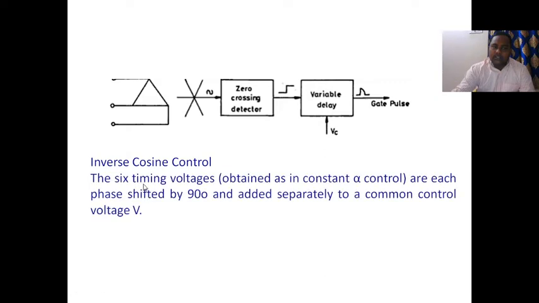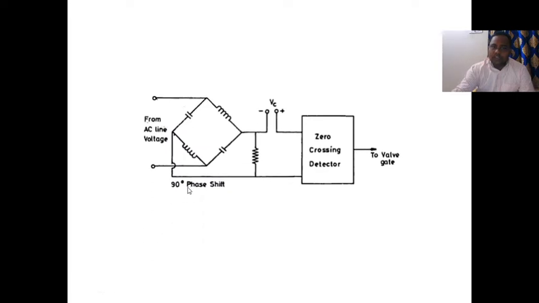The six timing voltages obtained as in constant alpha control are each phase shifted by 90 degrees and added separately to a common control voltage VC. So this is a 90 degrees phase shift. They have a capacitor and inductor, so we produce a phase shift for every waveform. So this is the VC control voltage, and this is a zero crossing detector to the valve gate.